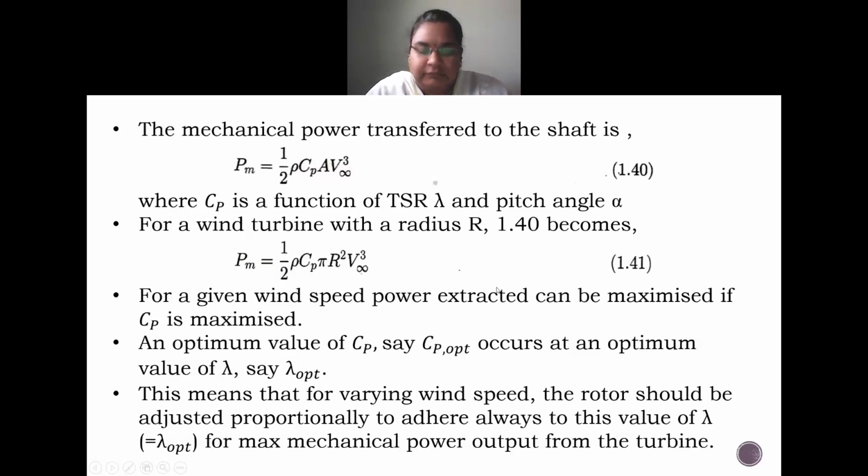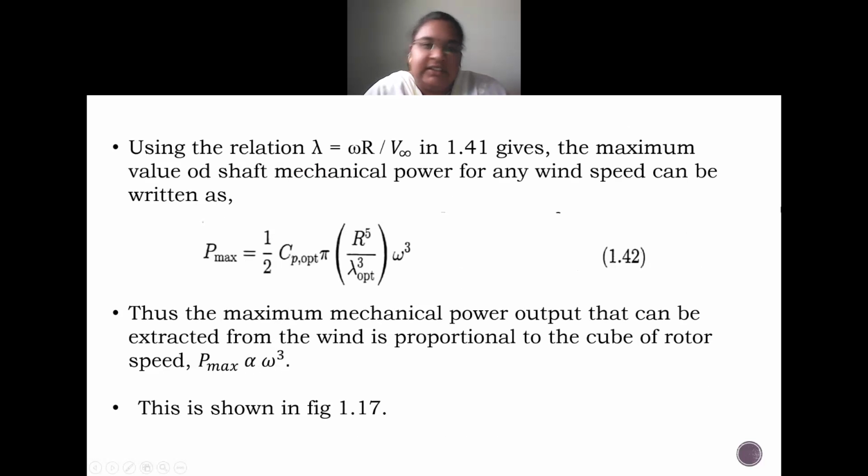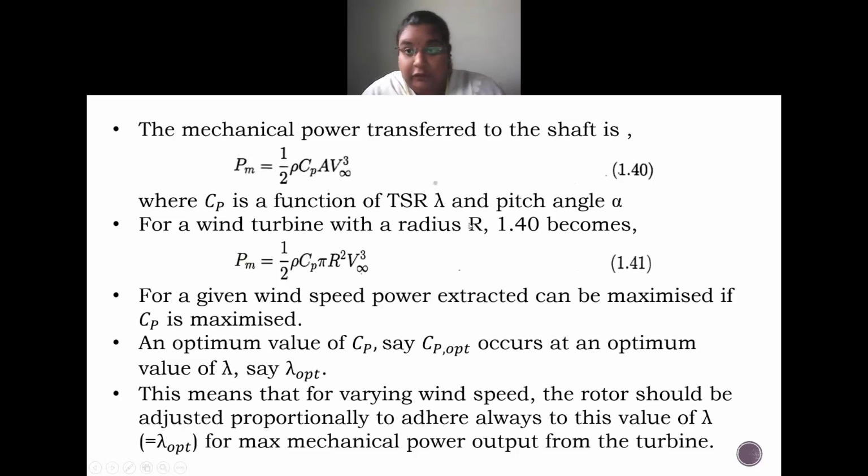Now, using the relation lambda equals omega r by V infinity, we are establishing this relation. This relation we have already established when we studied the tip speed ratio. The same relation he's taking, and he's just modifying equation 1.14.